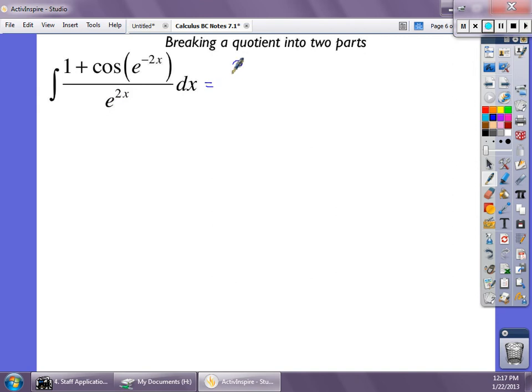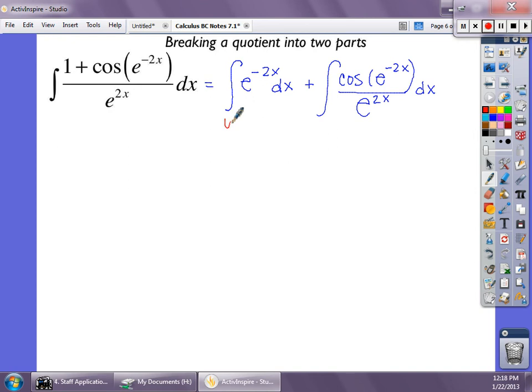Now when I rewrite this, I'll rewrite 1 over e to the 2x as e to the negative 2x dx. And then we are going to add to that the integral of cosine of e to the negative 2x all over e to the 2x dx. Here is an easy u substitution.